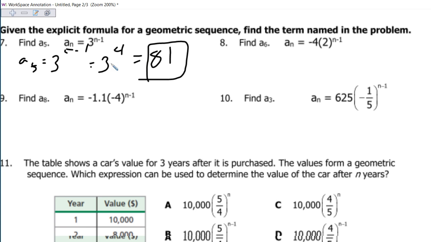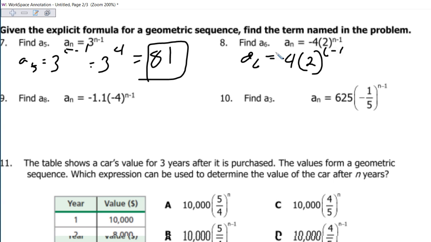That was actually pretty pleasant. That was nice. So, next one is going to be a sub 6 equals negative 4 times 2 raised to the 6 minus 1. Okay? Now, I want y'all to notice that at no point in time do I multiply this number by that number. Not until the very, very end, after I've already raised 2 to whatever power it is. Don't forget that.